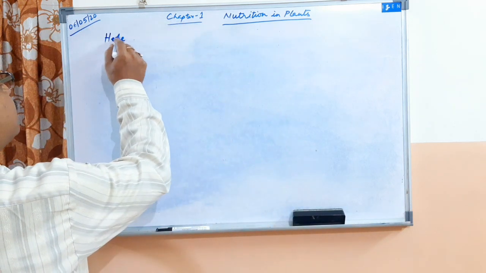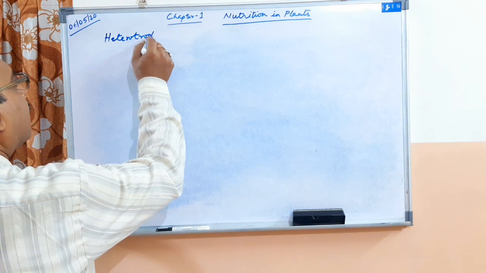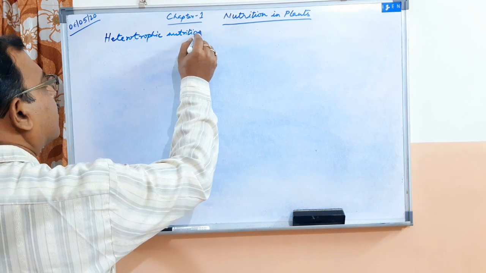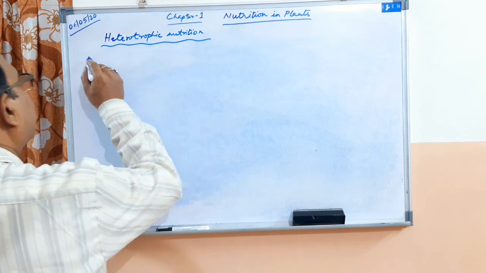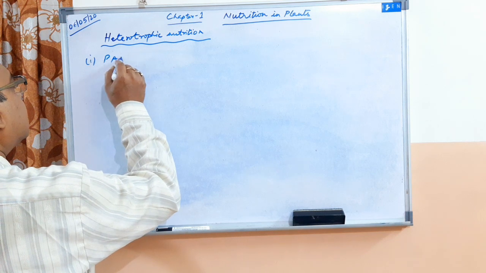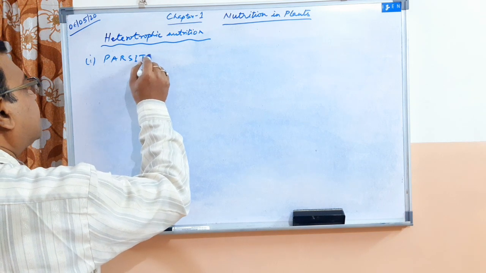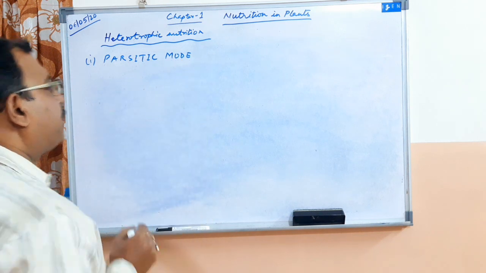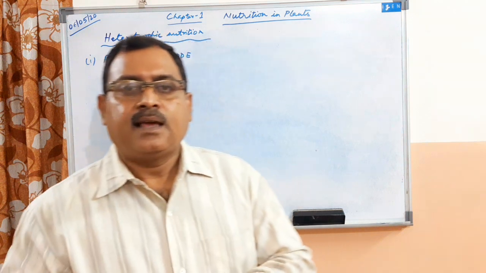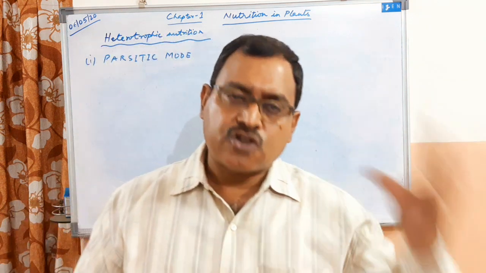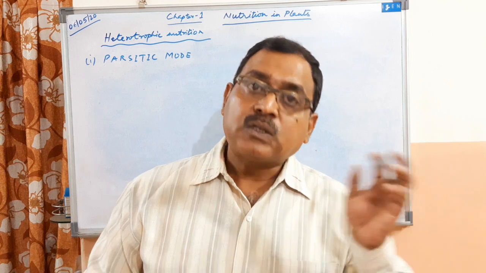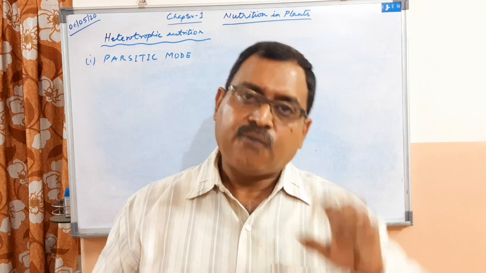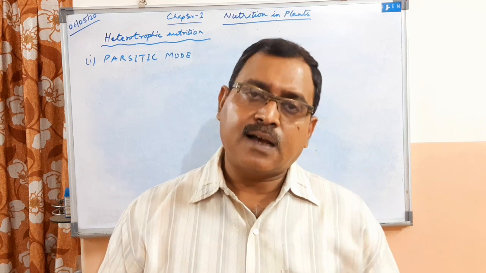In heterotrophic nutrition, the first is the parasitic mode of nutrition. Now, what is a parasite? A plant which takes shelter on another plant as well as absorbs nutrients from it for its survival is called a parasitic plant.